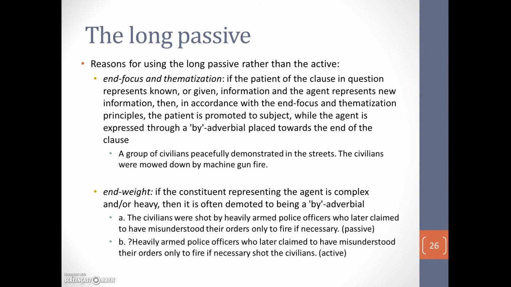Then the sentence becomes, heavily armed police officers who later claimed to have misunderstood their orders only to fire if necessary shot the civilians. And because we have this very, very chunky subject which has other clauses inside, we try to establish some sort of link between the subject and the verb, right? And then the direct object, but we have to wait for a very long time until we're sort of finished with that subject before we get to the verb. It's really the heavily armed police officers who shot the civilians, but we have to wade through all of these other clauses before we get to the business, right? Before we get to the verb.